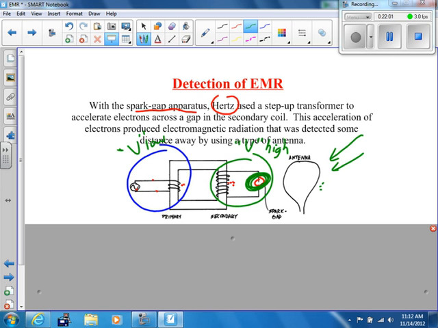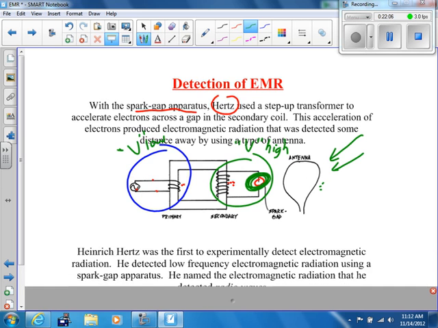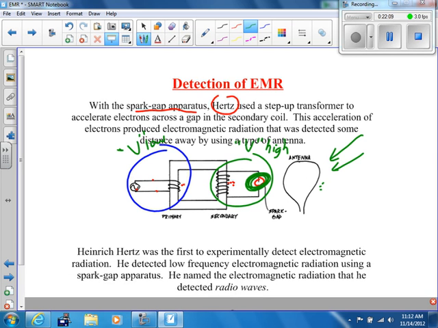Now, the type of EMR that Hertz would have used here was radio waves. Radio waves are the lowest frequency type of EMR, and the reason that they would have been used in this experiment is because they are the lowest frequency type of EMR. They're the easiest to generate. You can generate radio waves very easily with just an AC current. There's radio waves being generated right now in this room by the electricity going back and forth, back and forth, back and forth in the wires and the walls. Very low intensity radio waves, but radio waves nonetheless, just generated by an alternating current.